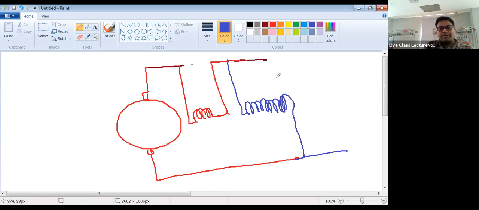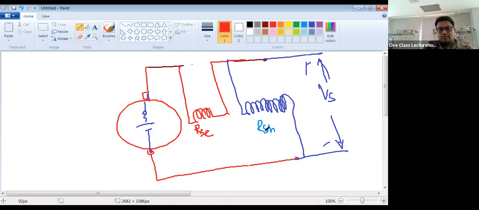And the shunt winding carries lots of windings, lots of turns. This is the power supply. So what is the thing like? This is the series winding. So why does it have, and this is shunt. It has a lower number of turns. Why? Because the wire is very fat.